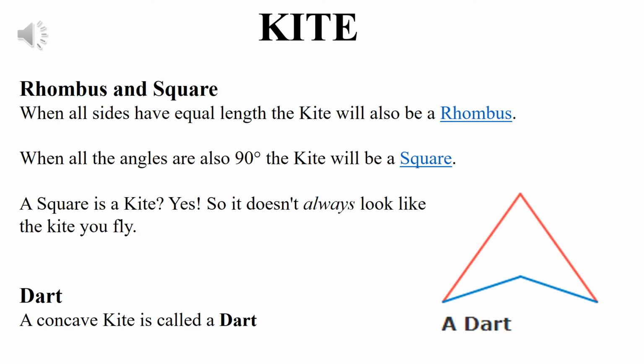Rhombus and square. When all sides have equal length, the kite will also be a rhombus. When the angles are also 90 degrees, the kite will be a square. A square is a kite? Yes, so it doesn't always look like the kite you fly. Dart. A concave kite is called a dart.